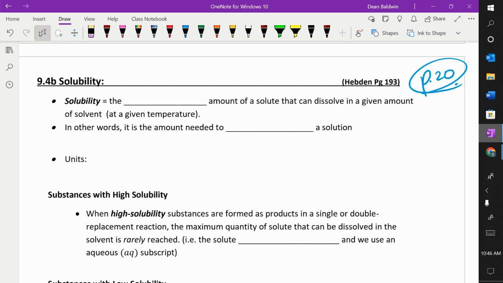Sorry, what? That's pretty much it. Except when you say the solubility, it's the maximum amount.